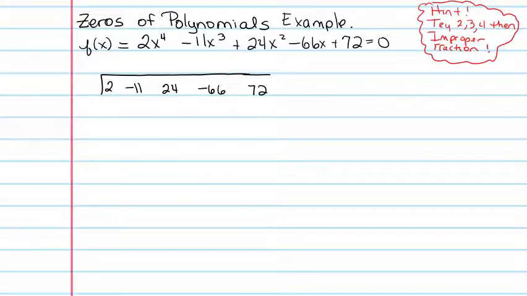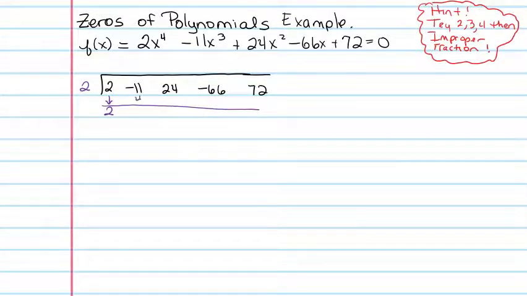So we're going to try to find the zeros of this particular polynomial, and we have been given a hint. The hint is to try 2, 3, 4, and then try an improper fraction. And so we're going to start with 2. That's our hint. It may or may not work, but we're going to try, and we're going to do synthetic division, and let's see what we get.